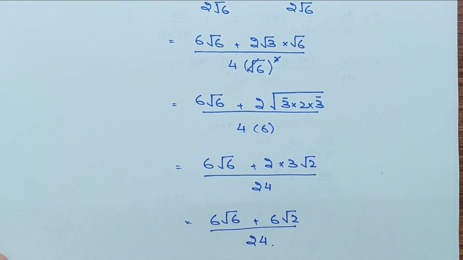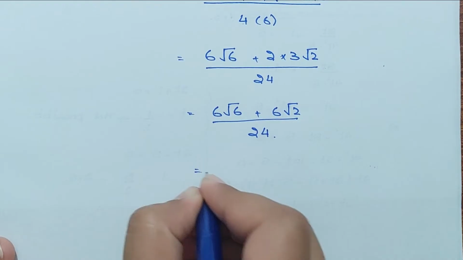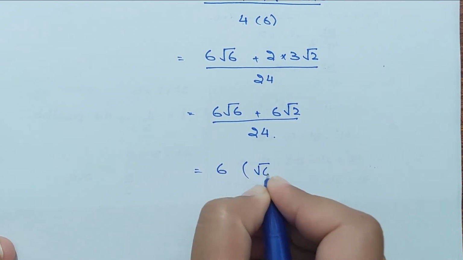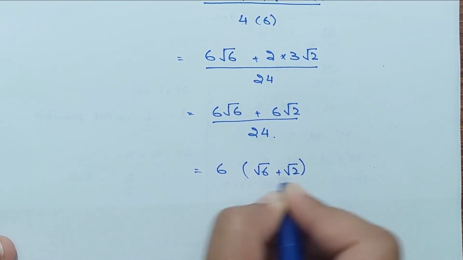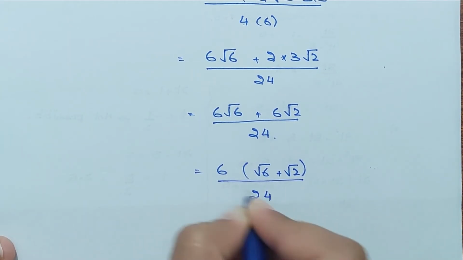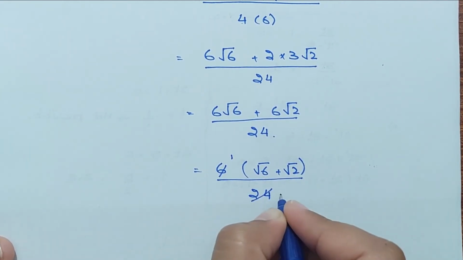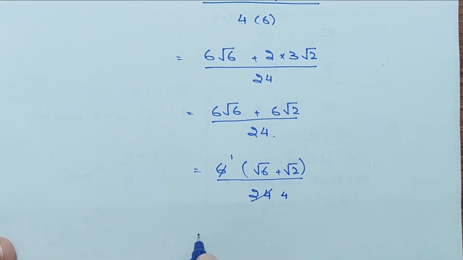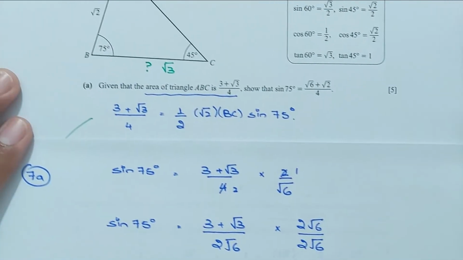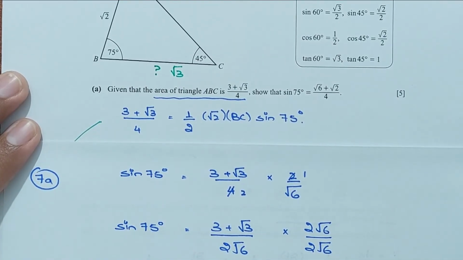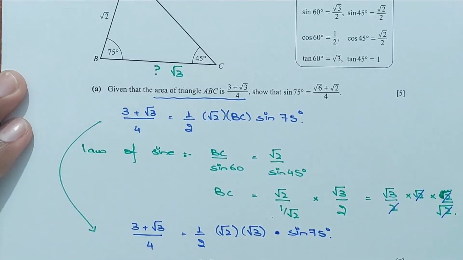Let me take 6 common from the numerator. So 6 is common. We are left with root 6, root 2 over 24. 6 times 1 is 6. 6 times 4 is 24. So this is root 6 plus root 2 over 4. This is sine 75 degrees. We have to prove that this. So root 6 plus root 2 over 4, right?